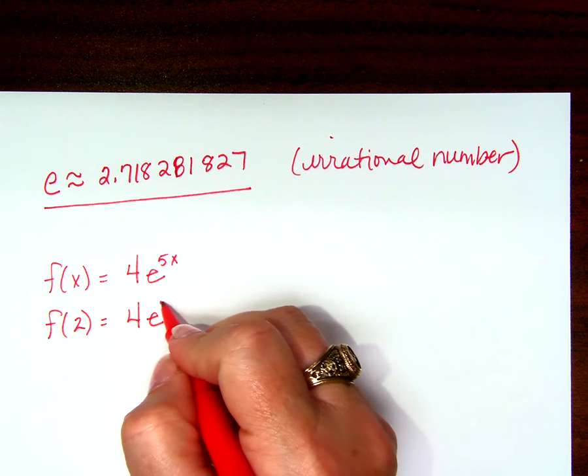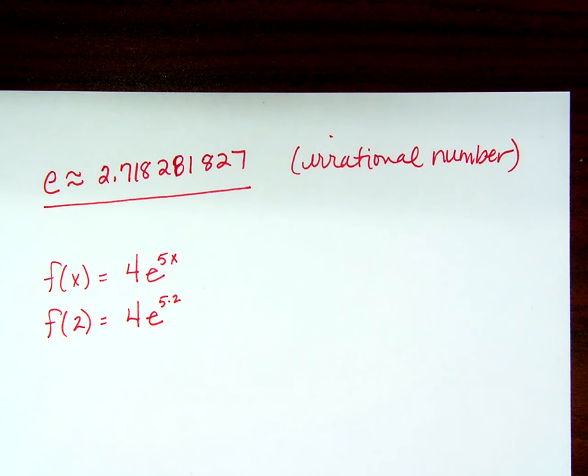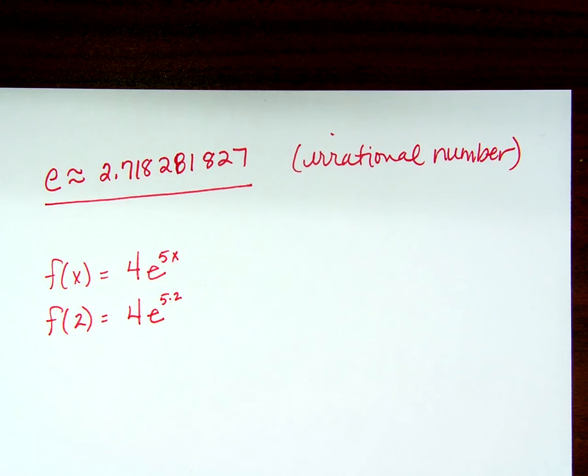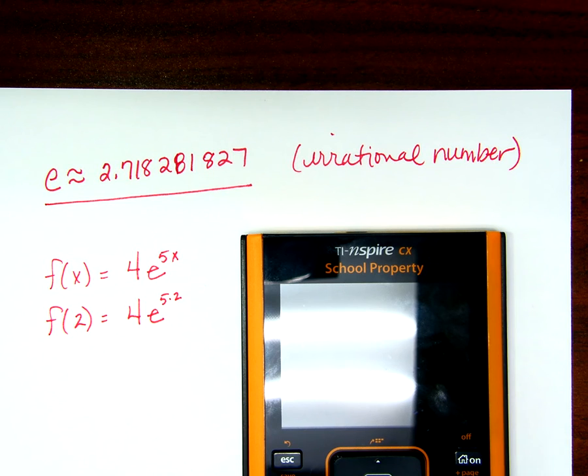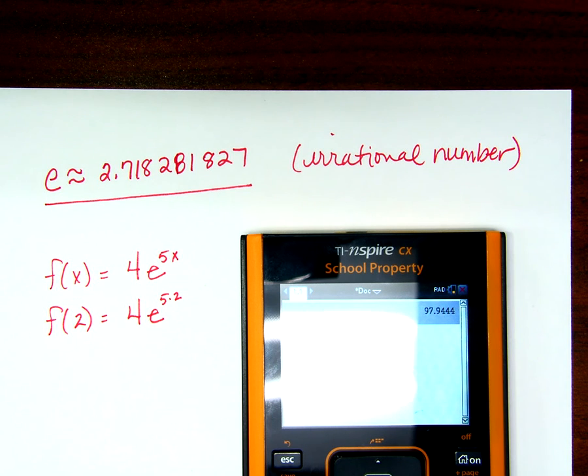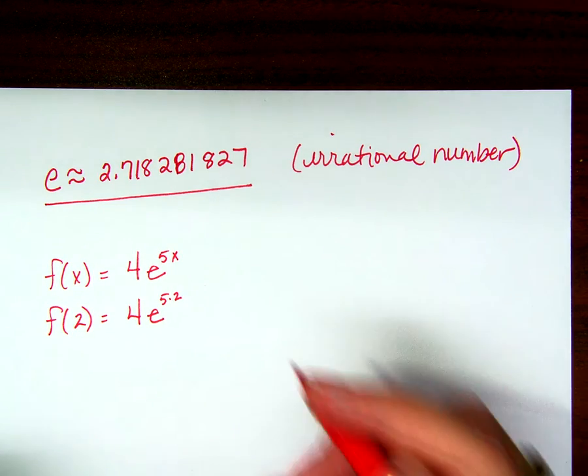4e to the 5 times 2, so 4e to the 10th. Can you turn your calculator on and say 4e raised to the 10th and hit enter? If you can do that, you're going to have no problems with this part. Okay? Evaluating with base e.